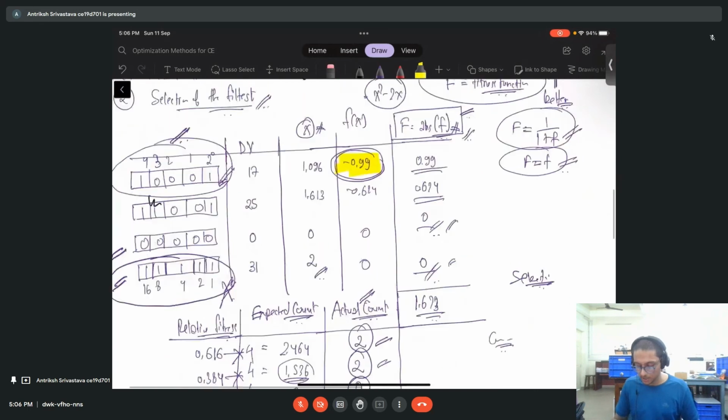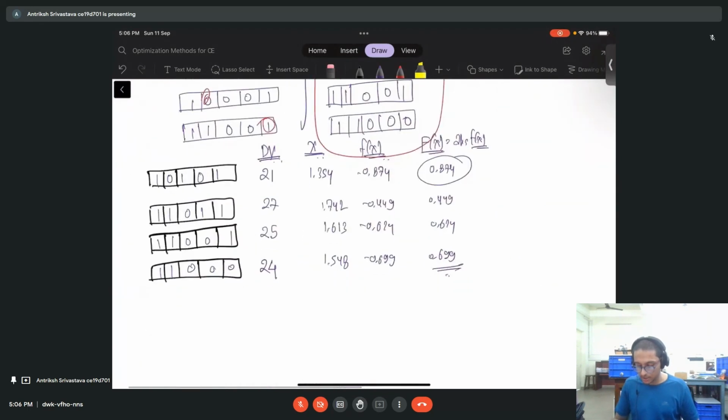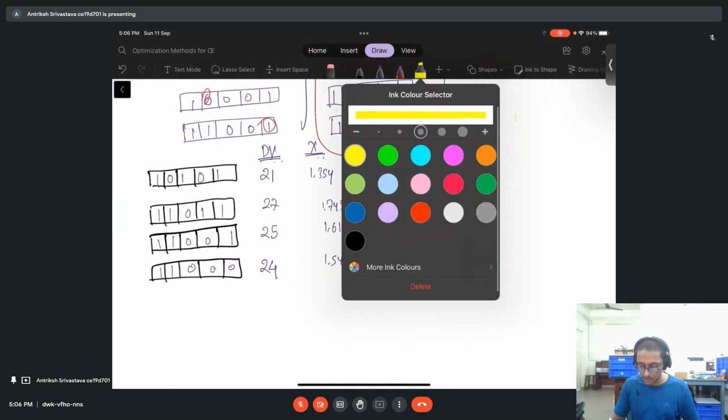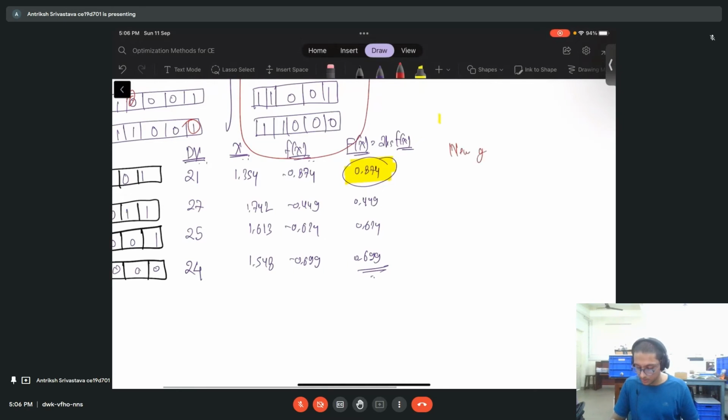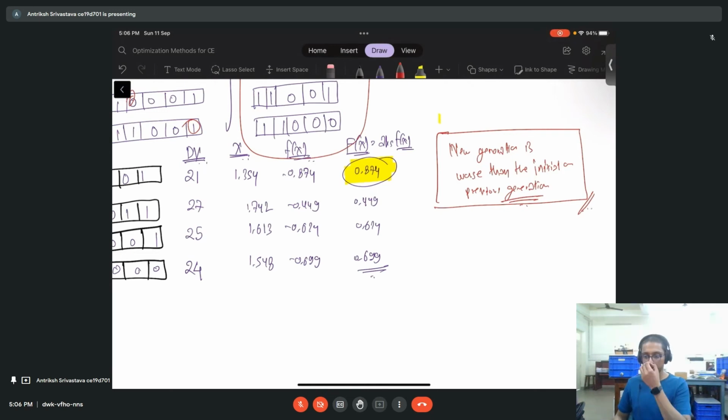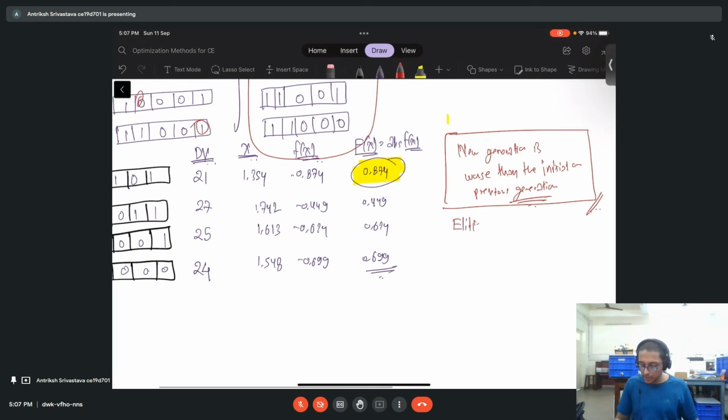So in this case, what you can see is that the new generation, I will write it in red, is worse than the previous generation. This can happen in your genetic algorithm because there is so much randomness. To avoid that, there is a concept of elitism.